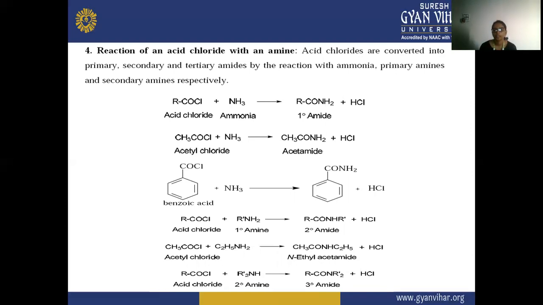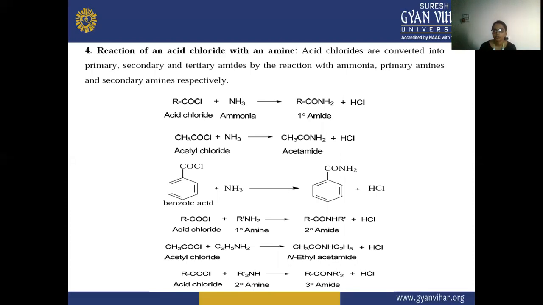Next is the aryl one, benzoyl chloride. When benzoyl chloride, which is an aryl compound, reacts with ammonia, there is a formation of benzamide. So benzoyl chloride reacts with ammonia, and benzamide is formed plus HCl.